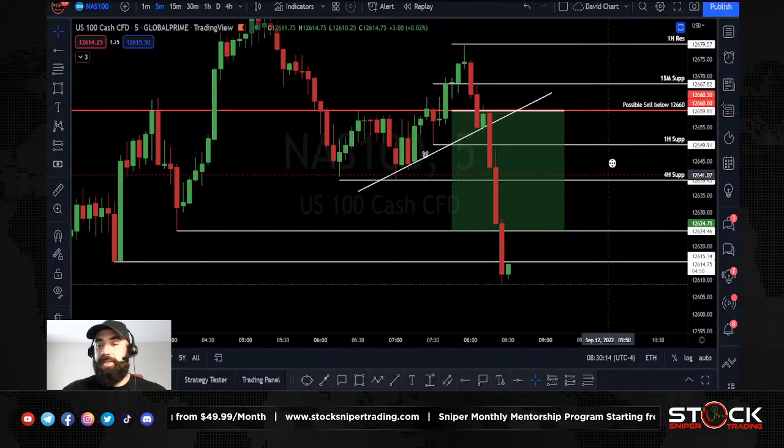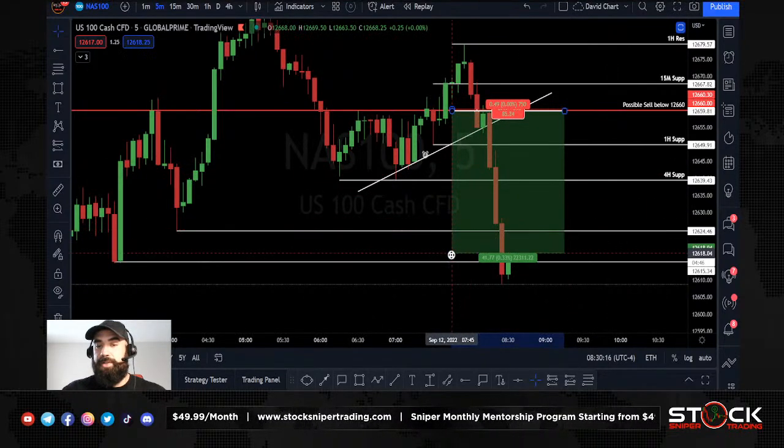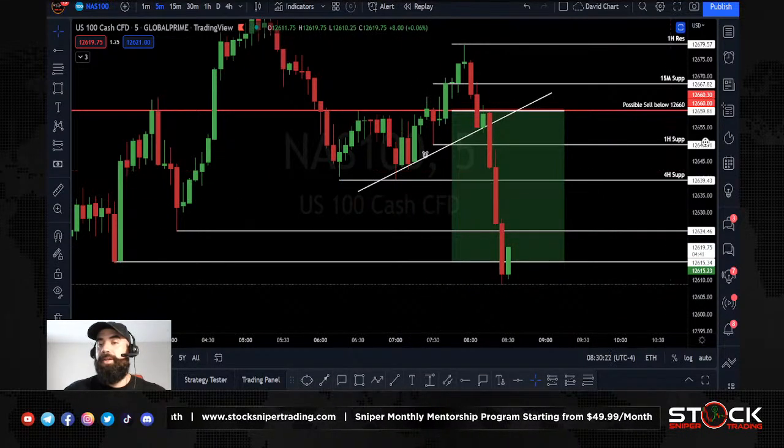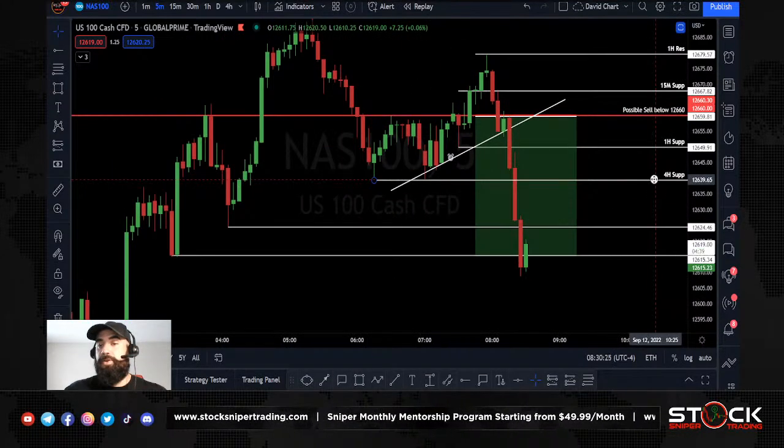Okay, so you can see now we're coming to that key level here. I would look to secure some of this, guys, at least 80-90% of this trade if you're still holding. Okay, that's a big move here.